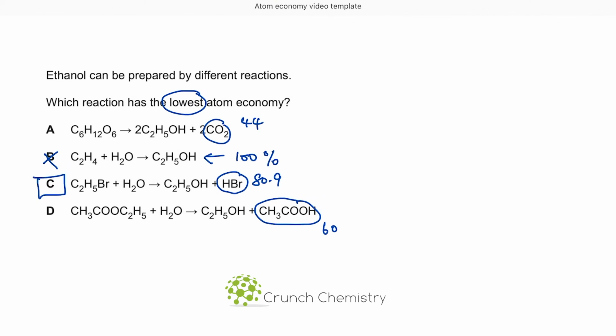As a side note, it's worth remembering that bromine, for example, has a really high molar mass. So if it is a wasted product, then that's a pretty good indication that this particular reaction does not have a high atom economy.